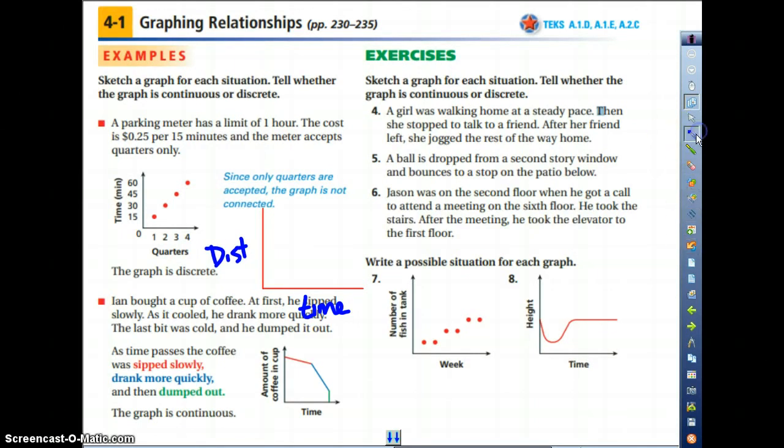Let's look at the next one. Jason was on the 2nd floor when he got a call to attend a meeting on the 6th floor. Okay, so I'm thinking we need to change distance to what? To the floor he was on. Yeah. Jason was on the 2nd floor when he got a call.